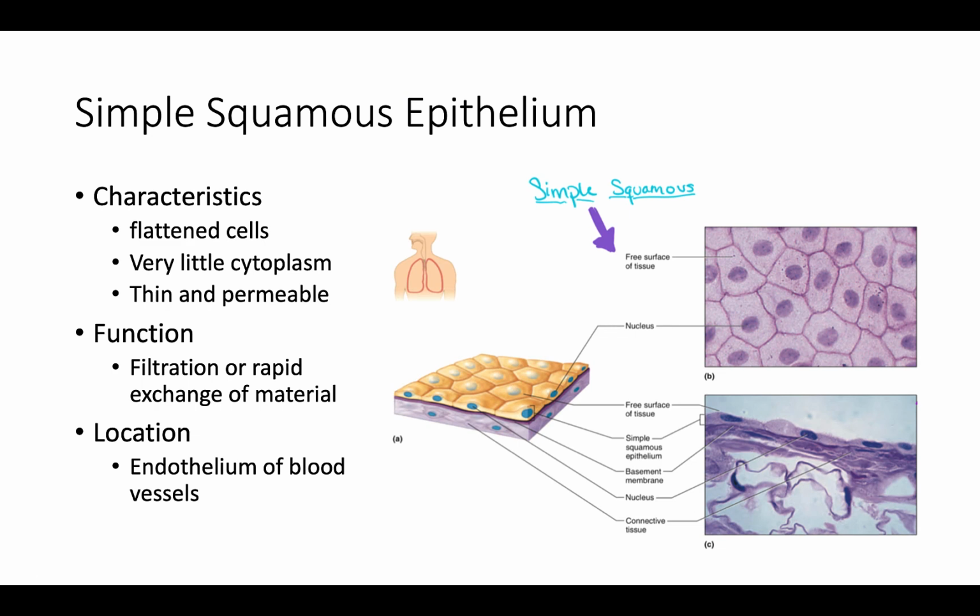And so starting off with simple squamous epithelium, these cells are really flat. There's very little cytoplasm to them. They're very thin and permeable, which makes them really useful for filtration or rapid exchange of materials, such as carbon dioxide and oxygen in capillaries that need to be able to diffuse oxygen out of them and diffuse carbon dioxide into them as the blood is flowing across them. So being thin and permeable allows for a quick exchange of those materials.